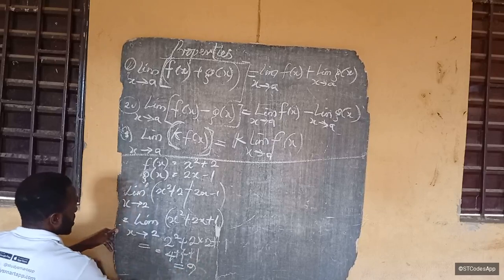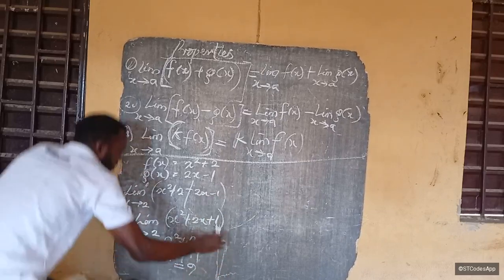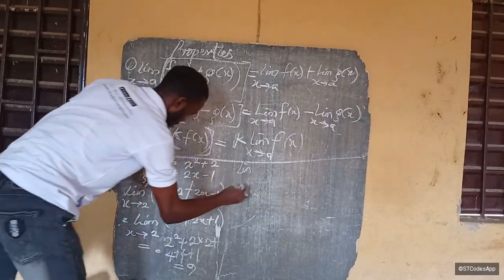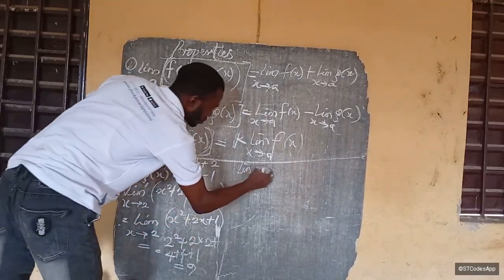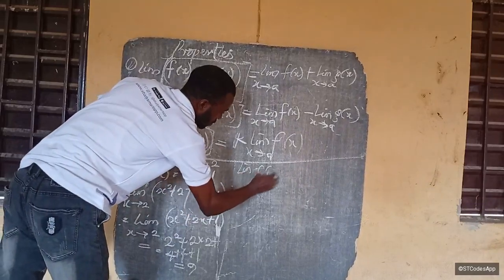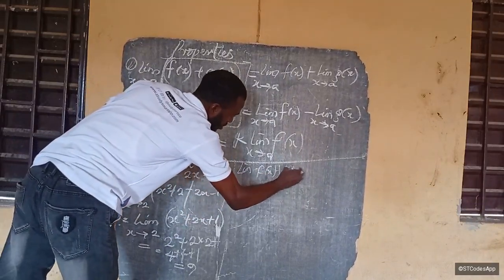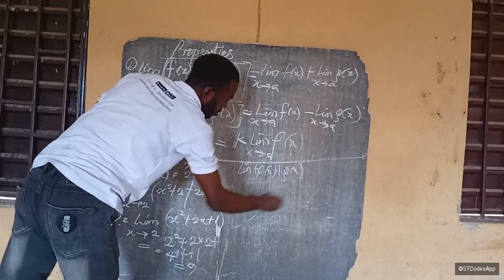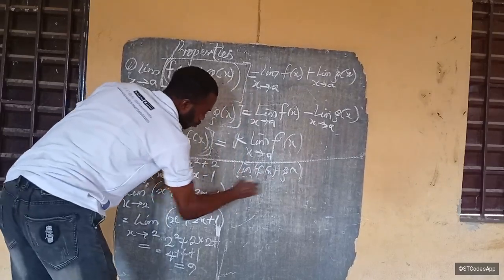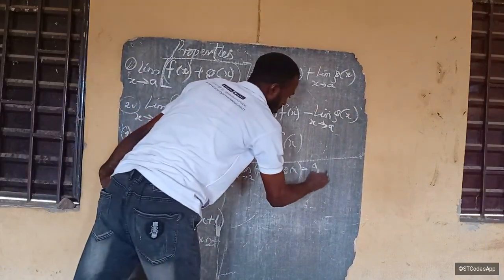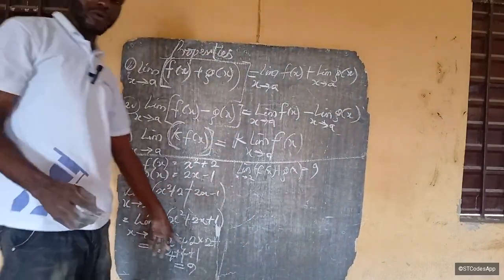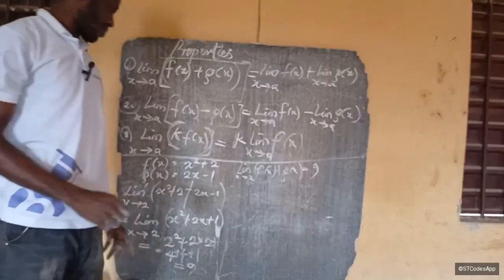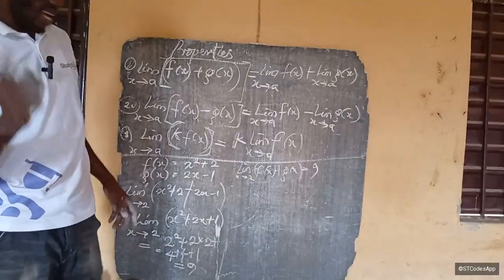So we therefore say that the limit of our function is going to be 9. The limit of f of x plus g of x as x approaches 2 is going to be 9, according to what we just solved. Okay? If that is the case, then let's prove it.